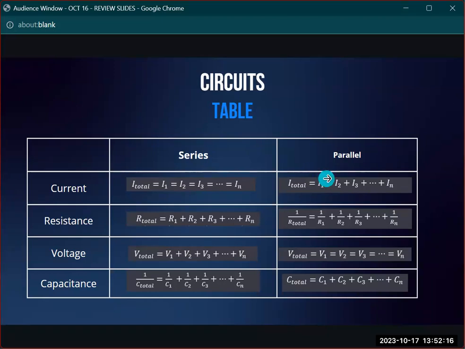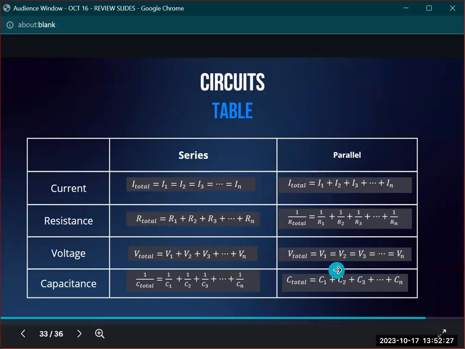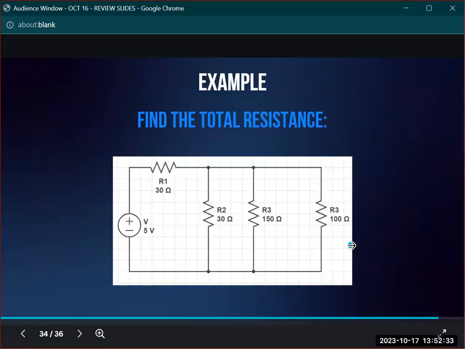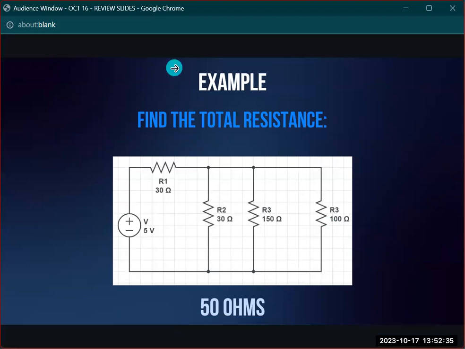Sa parallel naman, total current is just the sum of the individual currents. Resistance is the sum of the reciprocals. The voltage is equal, and the capacitance total is just the sum of the individual capacitance. And ayun, ang aga natin ngayon. Ito lang kasi yung reason nakuha ko ang email. Ito ang scope from dielectrics up to direct current circuits. Meron pa yung alternating, pero hindi na siya scope based na sa email. So, ito lang.